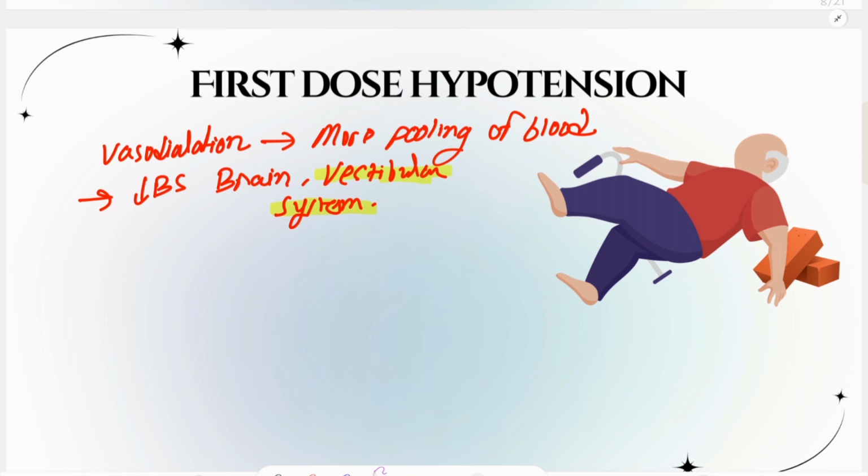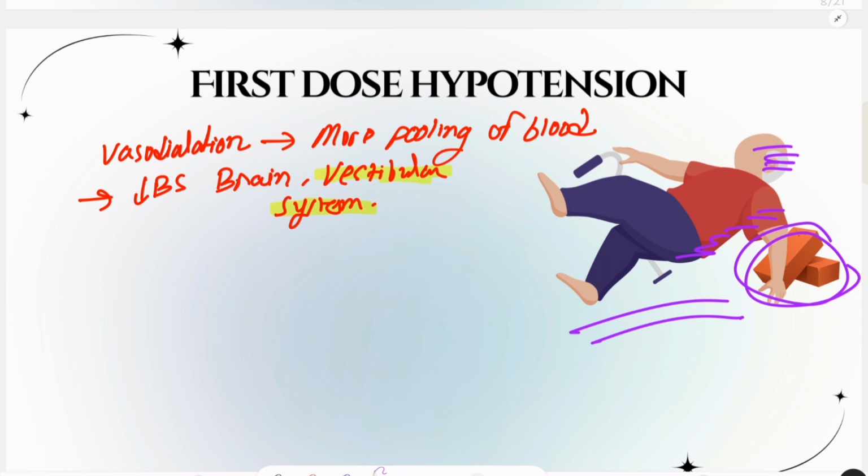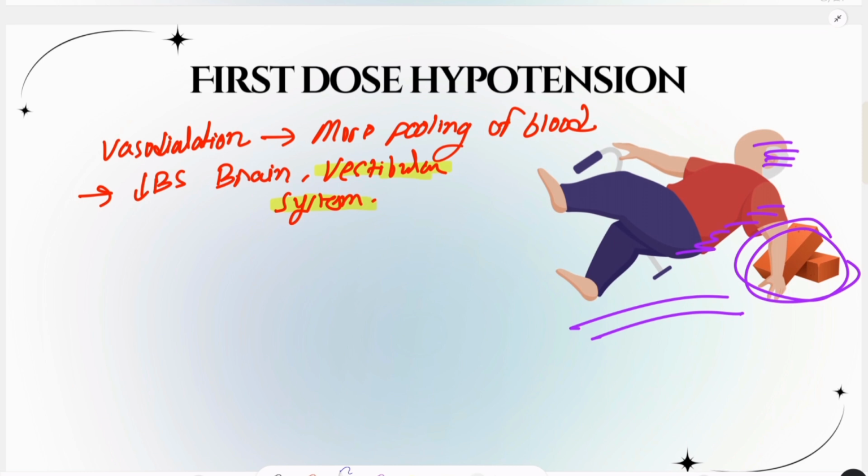Again, falling is not a very big problem, but if the patient is older and he falls on a hard surface, there may be a fracture in his skeleton, and that is very difficult to heal. So for preventing this first dose hypotension, doctors should prefer giving the drug before going to bed. So the drug should be given at bedtime. What will happen is that the person will take the drug and go to bed, and he will not stand, and the blood pressure will not fall, and there will be no first dose hypotension.